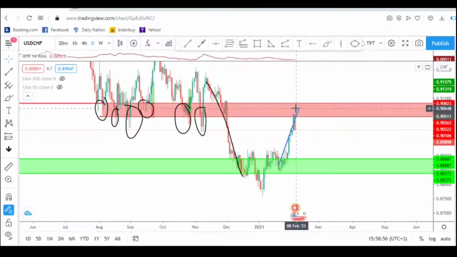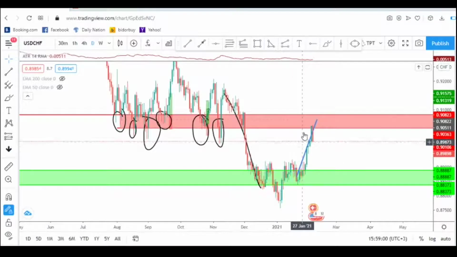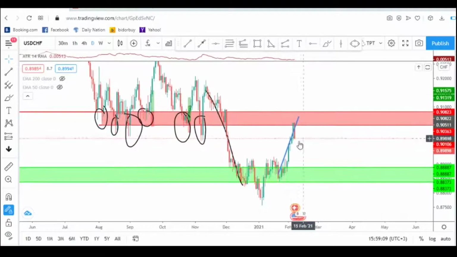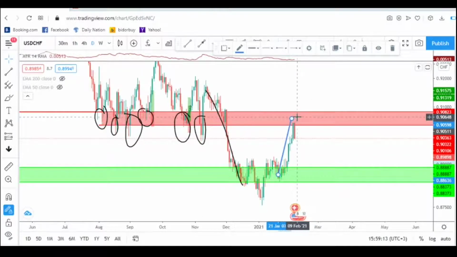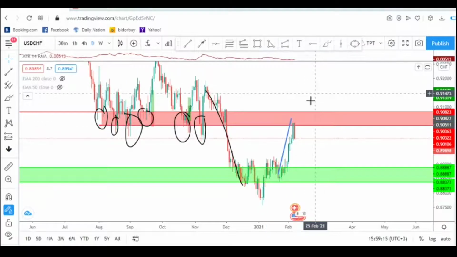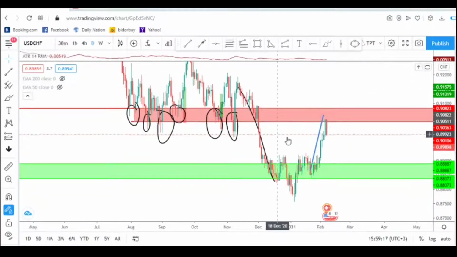And what about the seller's perspective? The sellers are waiting for the market to come to this level of resistance that was initially support, and now when the market comes to this level of resistance, what do you think they're going to do? They're going to sell the market because this is a strong level of structure.